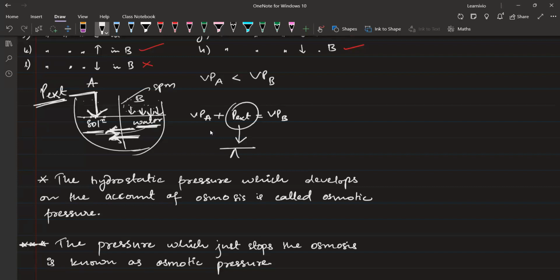If I want to stop this flow, that means if I want to stop the osmosis, I will apply some external pressure on the side of A, because the pressure is lower in A, and when the pressure becomes the same in A and B by applying external pressure, then the osmosis will stop. Make sense? Osmosis is taking place because here we are having higher pressure. If we have the same pressure on both sides by applying external pressure, then the osmosis is going to stop. That external pressure is known as osmotic pressure. Got it? Okay, that's all we did.